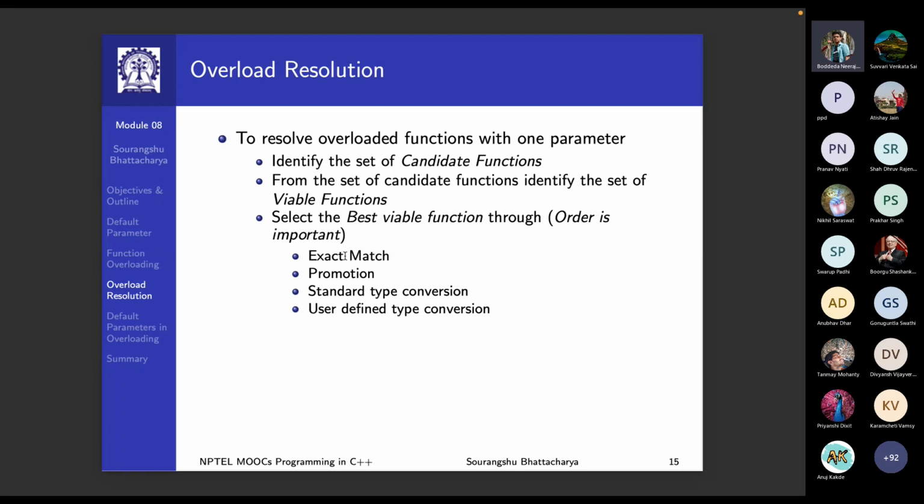So it will just compare the number of exact matches, and whichever has more, it will go to that. And at each stage this is what will happen. If there are no exact matches, then at the promotion stage also it will compare which match has the highest number of promotions.